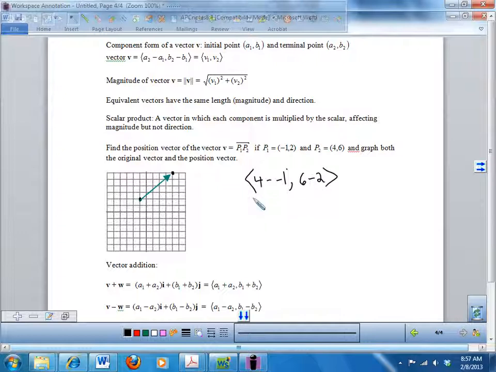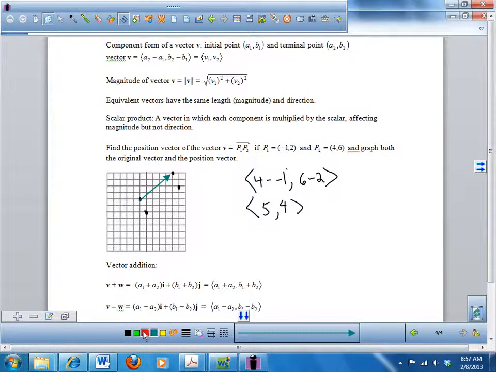And so this vector, the position vector, is 5, comma 4. I knew that. I was just testing to see who was paying attention. Okay, so that's 5, 4. What the position vector is, it's a vector that starts at 0, 0, but it has the same magnitude and direction as this one. So if I went over 1, 2, 3, 4, 5, and up 1, 2, 3, 4, I would have a position vector that is the same length and direction as that one above, except it starts at 0, 0.